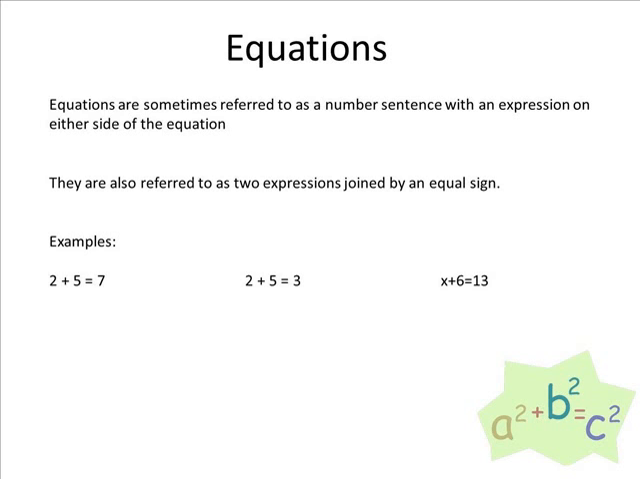As you can see, I have listed some examples of equations. These include 2 plus 5 equals 7, 2 plus 5 equals 3, and x plus 6 equals 13. You may be wondering about 2 plus 5 equals 3. We'll address that in a moment.